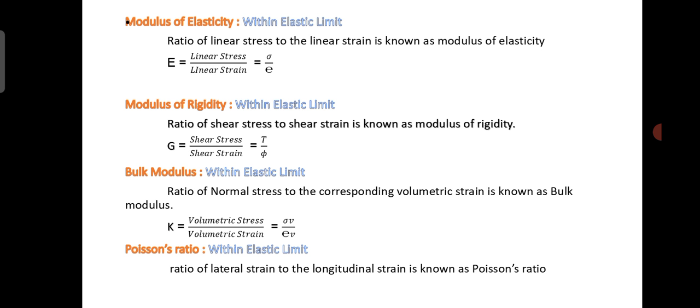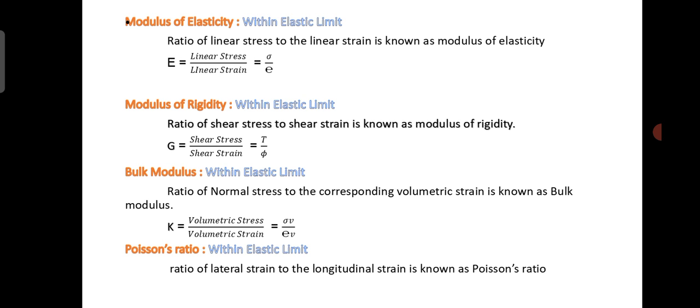Next, there are two to three different formulas they may ask about in the problem. To find the modulus of elasticity, you use E equals rho, that is stress, divided by strain. Linear stress divided by linear strain, or simply stress divided by strain, is the modulus of elasticity.